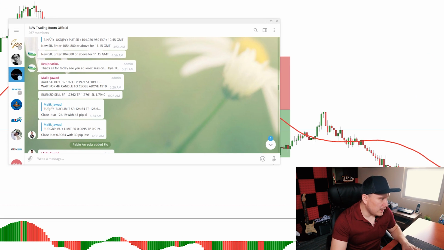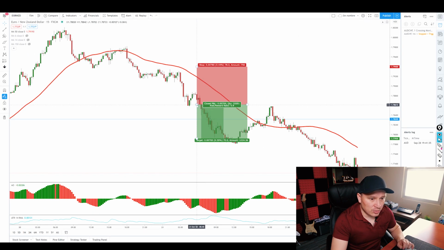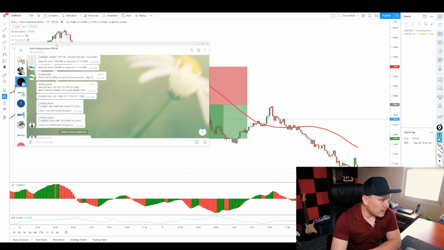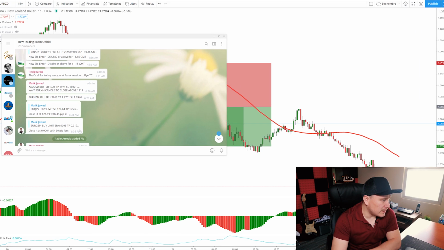And I see that the SR that was given was 1.7862. 7862, as you can see, it's right here. That is the SR. And it started right here and it started dropping. This one was barely out of target, but we're gonna see what happened, right? First, we're gonna go through the entire settings.